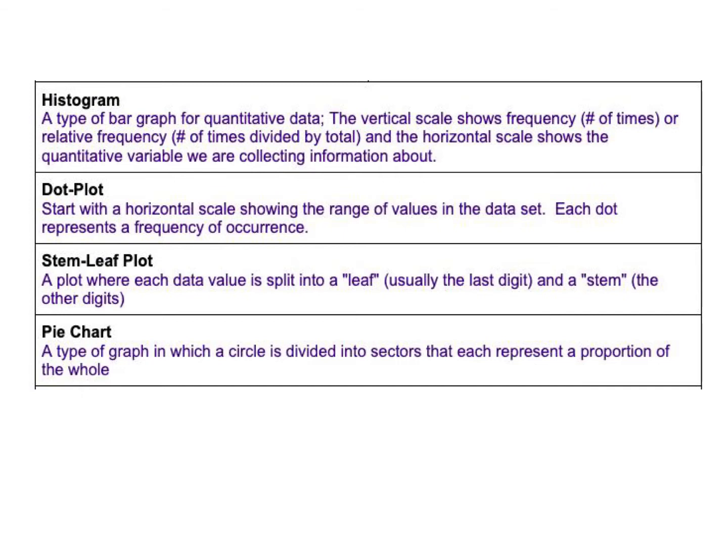A histogram is going to be very similar, but this time it's going to be quantitative data, which means numbers. Qualitative data is the opposite of that, and that would be words. Just like favorite soda, that's a word. So a histogram is going to be numbers.